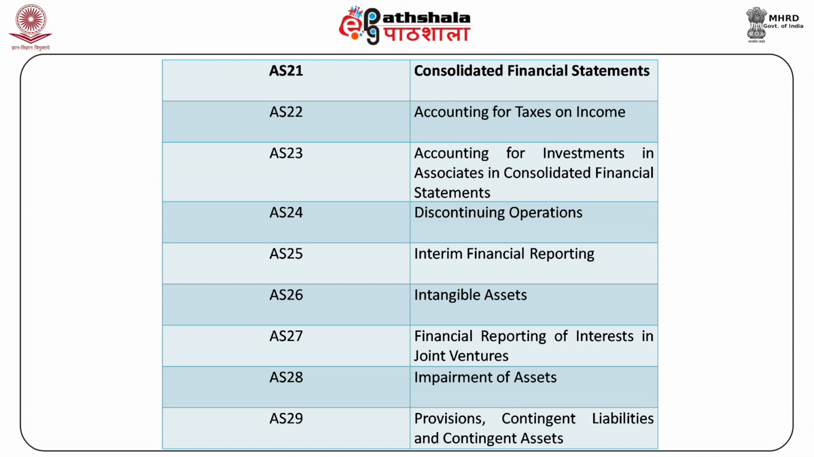AS 26, Intangible Assets. AS 27, Financial Reporting of Interests in Joint Ventures. AS 28, Impairment of Assets. And the last, AS 29, Provisions, Contingent Liabilities and Contingent Assets. The accounting standards non-mandatory as on September 1, 2014 are AS 30, Financial Instruments: Recognition and Measurement. AS 31, Financial Instruments: Presentation. AS 32, Financial Instruments: Disclosure.